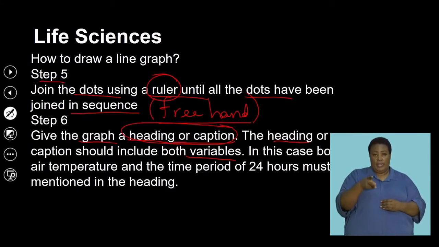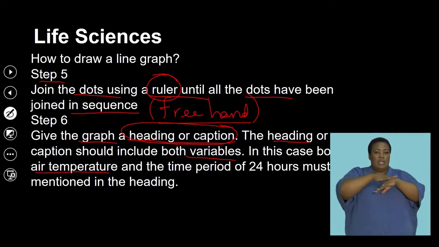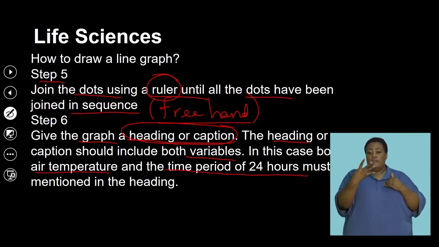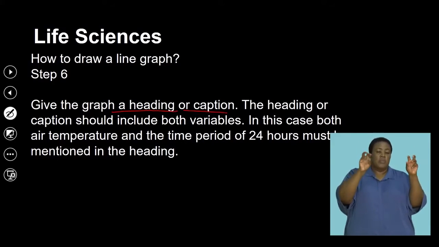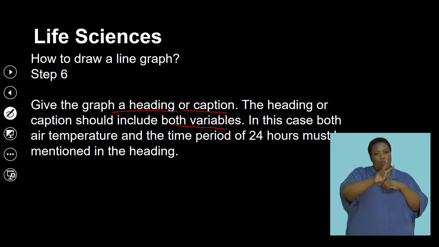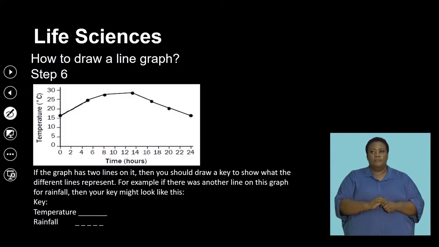So let's look at that again. In this case, it's the air temperature, and the time period over 24 hours must be mentioned. The sixth step would be to give the graph a heading, and as I said, it should include both the variables. Okay, we're going to move on to how that would look.